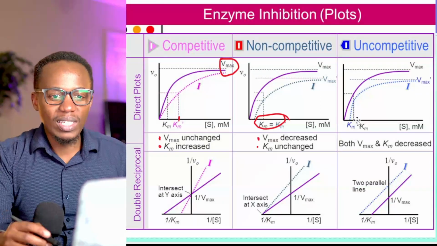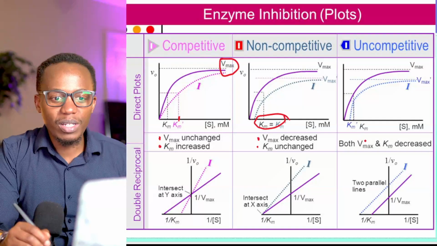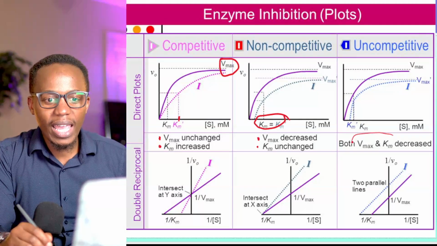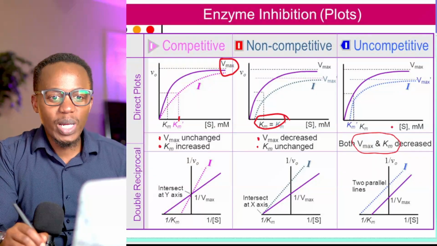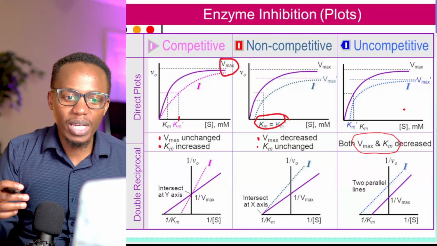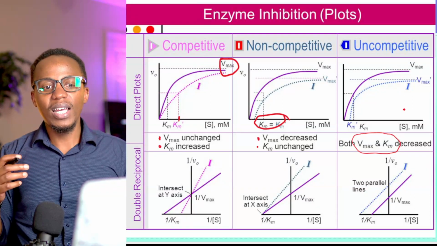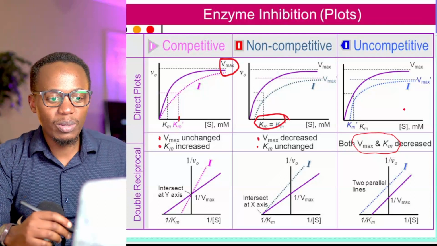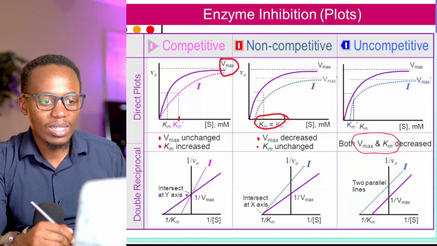Right? And look at this. In uncompetitive inhibitors, both Vmax and Km are decreased, right? And now look at the bottom. This is how this is represented, right?